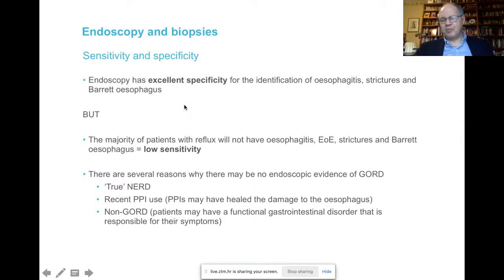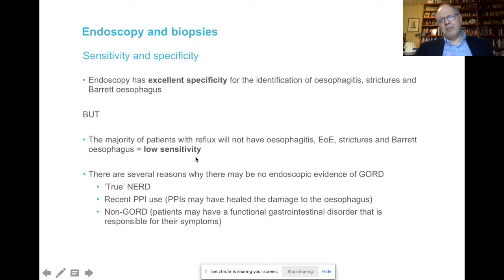What about endoscopy? Endoscopy has an excellent specificity. You do the endoscopy, and if you find erosions, the diagnosis is done, esophagitis, strictures or Barrett's. The problem is that the majority of patients with reflux symptoms do not have esophagitis, EoE, strictures, or Barrett's. So the endoscopy per se has very high specificity and very low sensitivity.